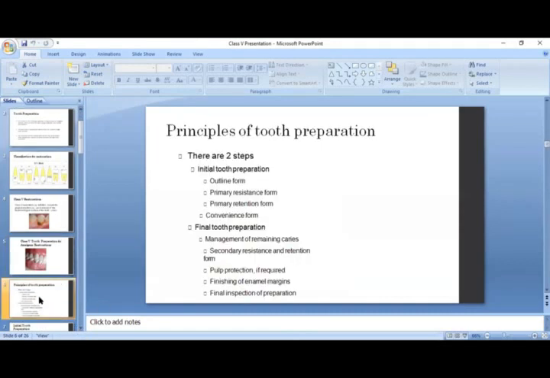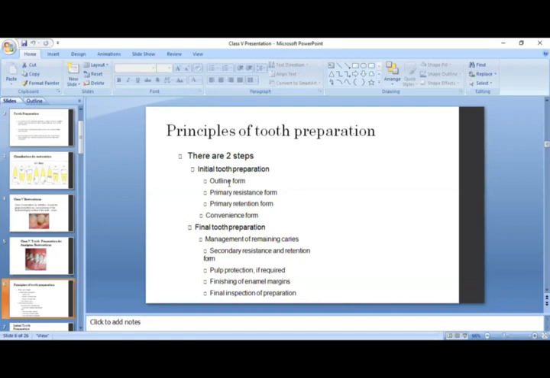Now coming to the next slide. What are basically the steps of the preparation of the cavity? There are a few steps that involve the preparation. First of all is the initial preparation, that is how we are going to prepare the total structure. The first heading is basically the outline form.